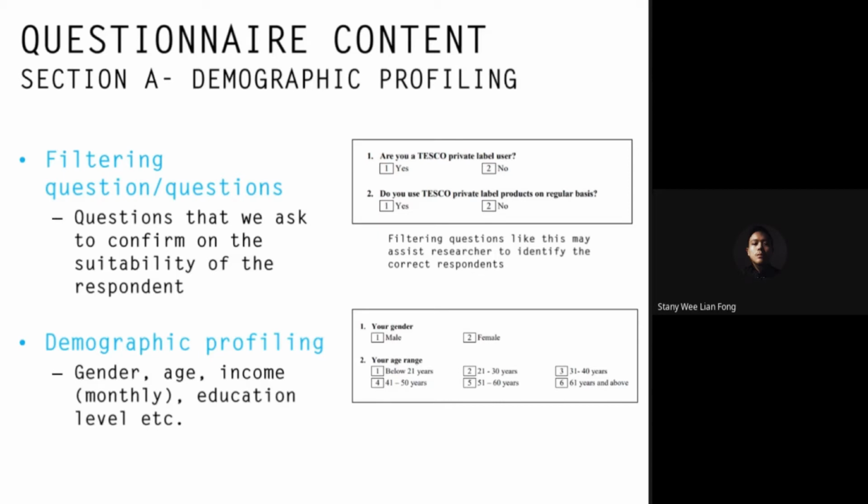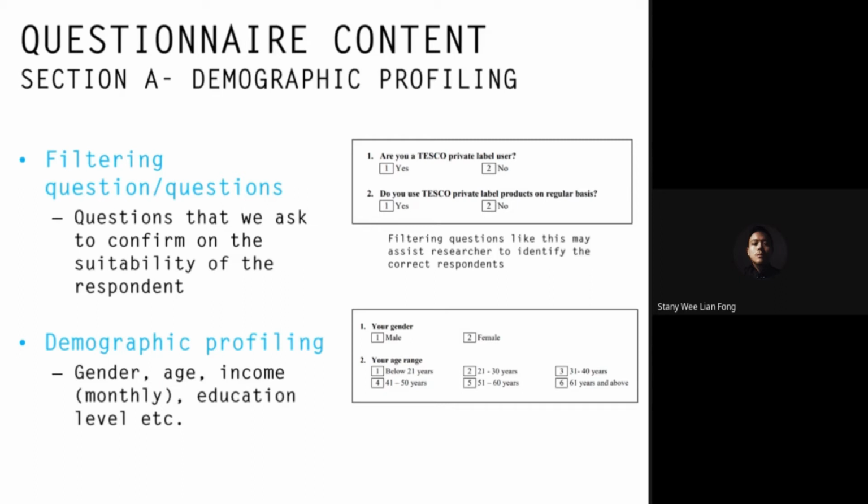Okay, section A, commonly in marketing, we name it as demographic profiling. This is a section where we try to capture the bio data of the respondents. So in section A, I will advise students to have two types of questions. The first type of question is called filtering questions. So what is a filtering question? Filtering questions are questions that we include in the questionnaire to confirm the suitability of the respondents.